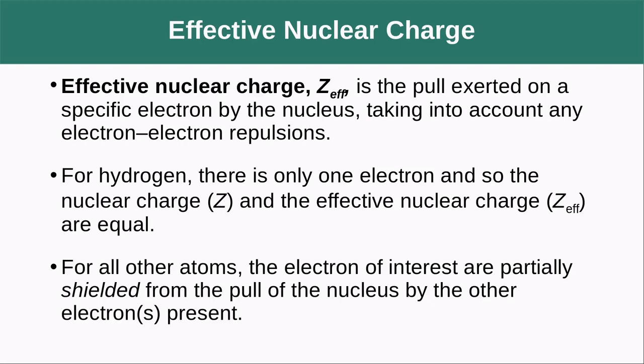In our simplest case, hydrogen, there's only one electron, so the nuclear charge Z and the effective nuclear charge are equal. For all other atoms, the electron of interest is partially shielded from the pull of the nucleus by the other electrons present.